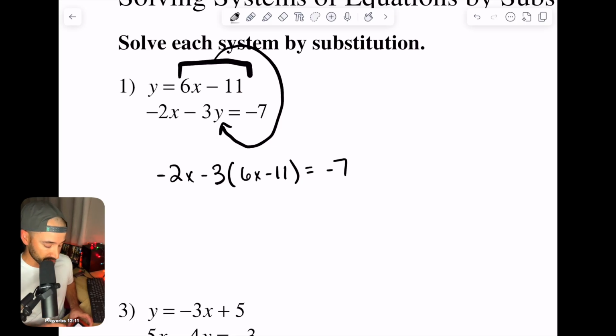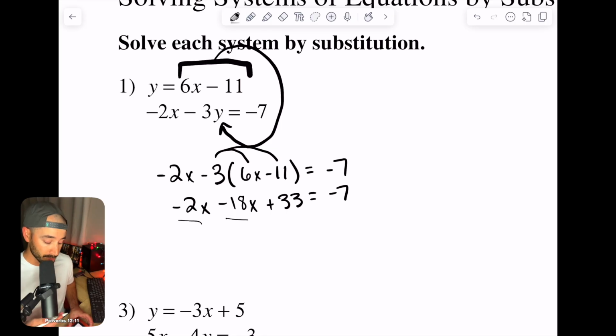So we have parentheses, which means we have to distribute. Okay, so we're going to distribute our negative 3 to 6x and to negative 11. So negative 3 times 6x is negative 18x. Negative 3 times negative 11 is positive or plus 33. All right, then that's equal to negative 7, and we'll bring down our negative 2x. So at this point, we have like terms that we can combine. So negative 2x and negative 18x will combine to make negative 20x. All right, then we can bring down plus 33 is equal to negative 7.